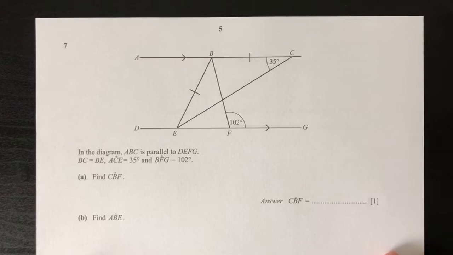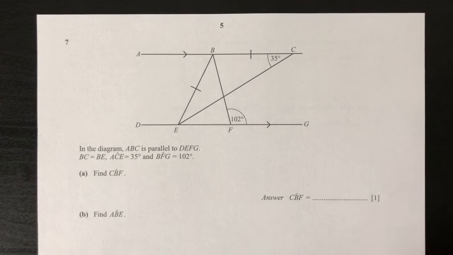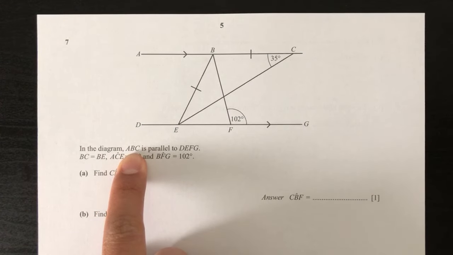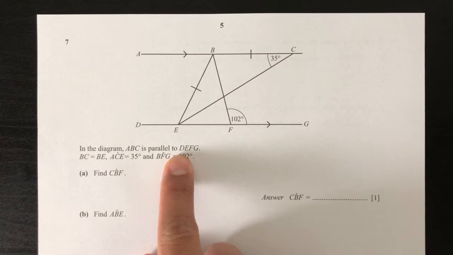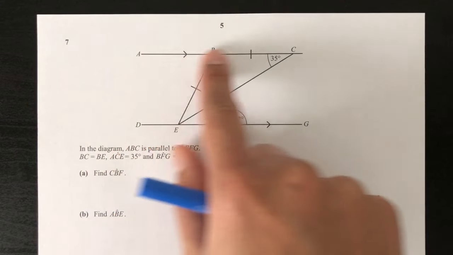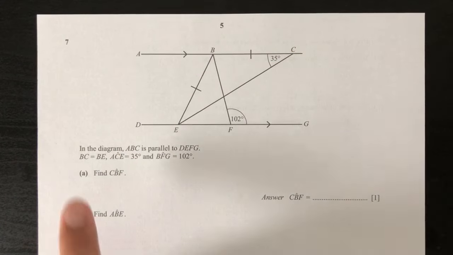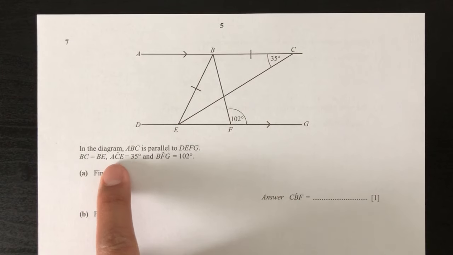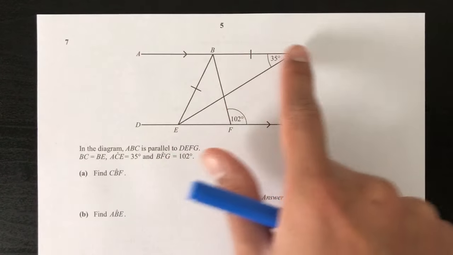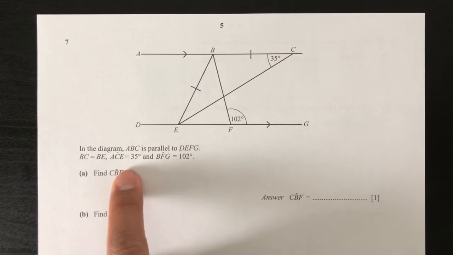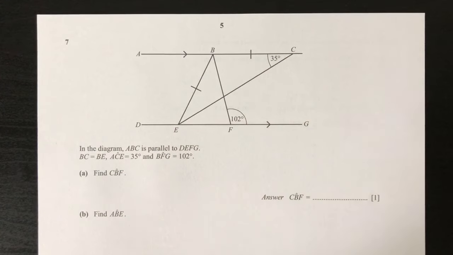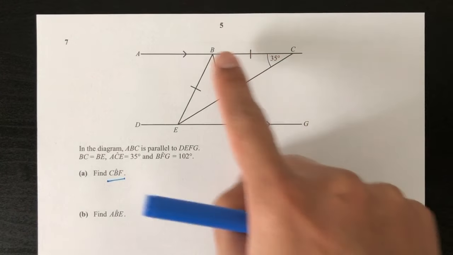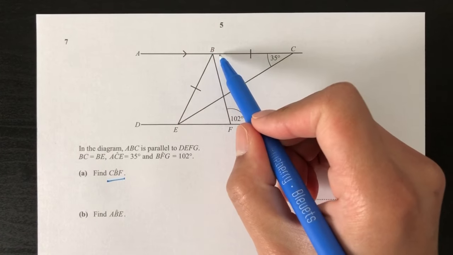Let's move on to question number 7. So here we have ABC is parallel to DEFG. So these two lines are parallel. That's the first thing we know. Now, BC is equal to BE, so these two are the same. And ACE is 35, BFG is 102. So part 1 we have to find CBF. So we have to find this angle.